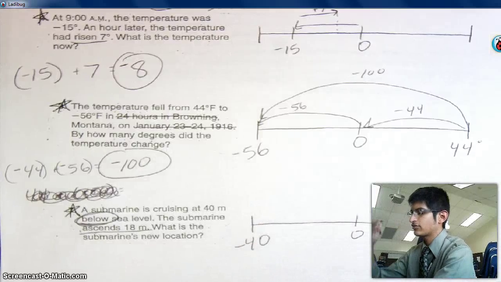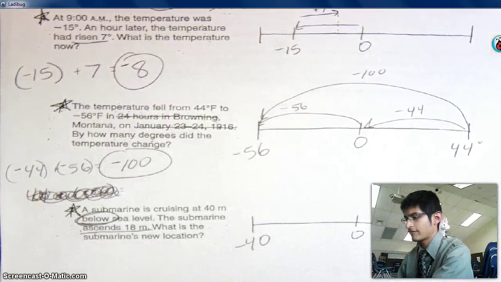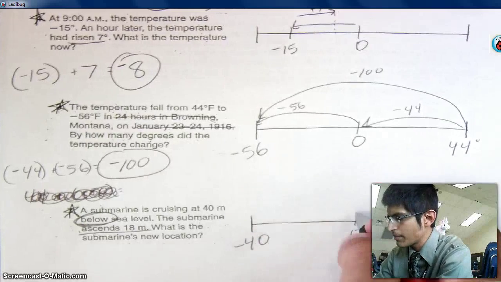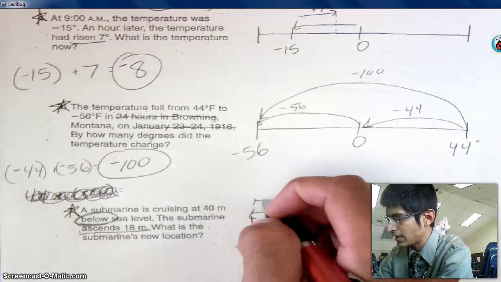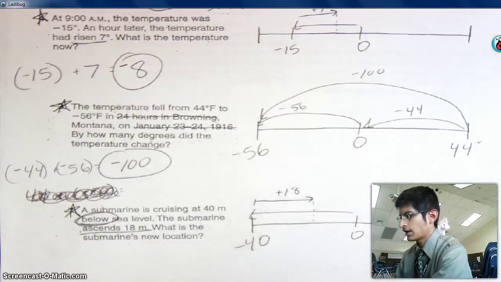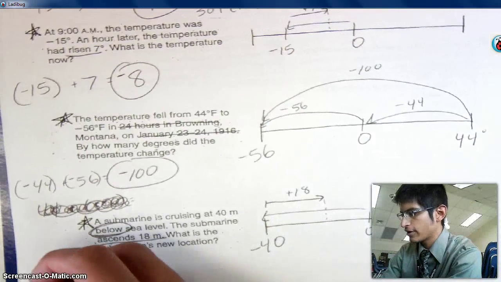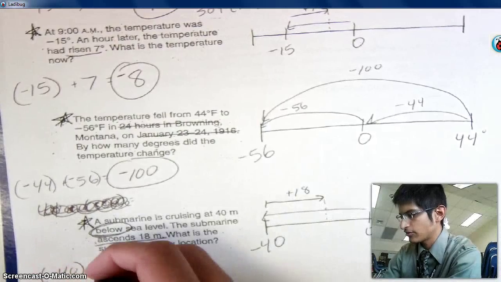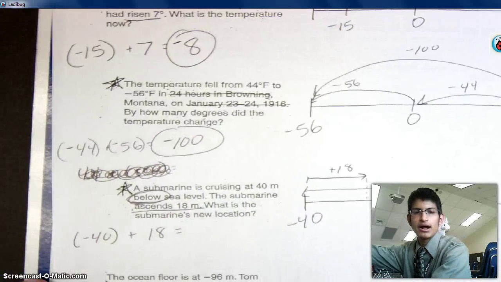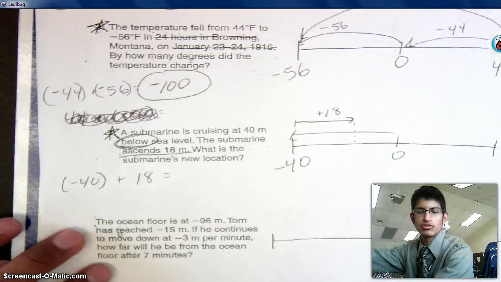The submarine ascends. We talked about ascend and descend in the very first video. Ascend means it's going to go up. It's going to increase. So I'm at negative 40, and then I'm going to ascend 18. So I'm still in the negatives. And so what I'm doing here is negative 40 plus 18. And whenever I add a negative and then a positive, I'm actually subtracting by making 0 pairs.